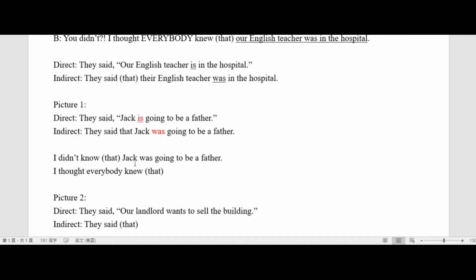So you see, it's basically just the indirect speech that we wrote a few minutes ago. So it's the same thing. I thought everyone knew that Jack was going to be a father, because these two sentences are also indirect. They are not direct speeches coming out from the person who said it first. Okay, so let's look at picture number 2.